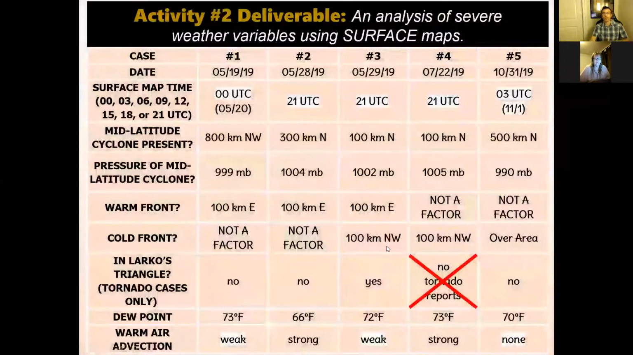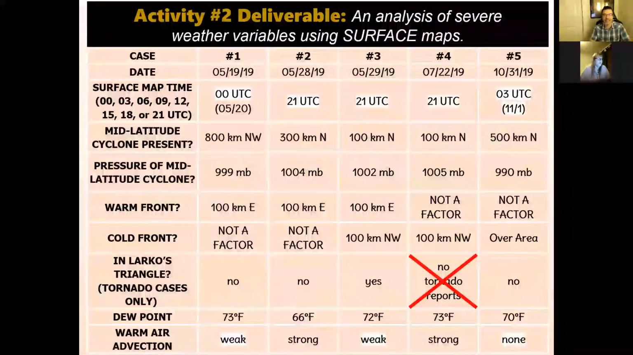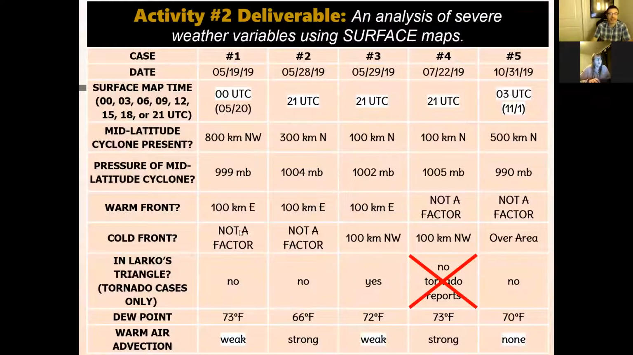All right. So we're going to fast forward, and this is what the Activity 2 table could look like from 2019 for Pennsylvania. So my October 31st case is over here. One thing I do want to mention, Larko's Triangle, if you're familiar with Larko's Triangle, that's always an indicator of tornado location. And you notice here, there's one case in which we had no tornado, so you just want to exit out, not include it in the database.